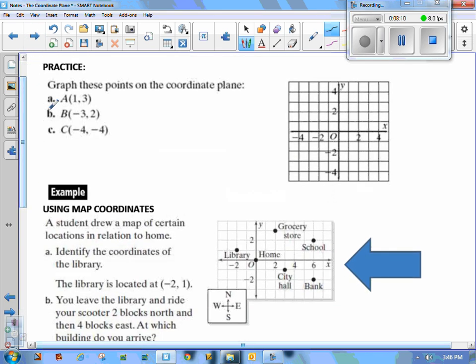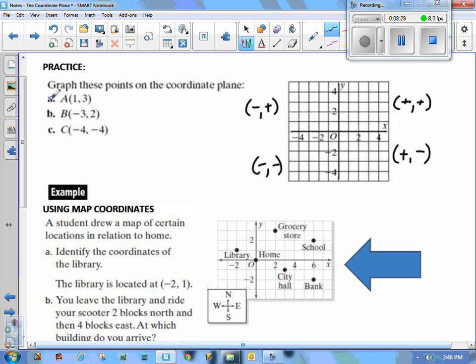Now we're going to practice graphing these points on the coordinate plane. Again, I just always do this. I'm going to write this here so I know. Quadrant 1 is positive, positive. Quadrant 2 is negative, positive. Quadrant 3 is negative, negative, and quadrant 4 is positive, negative.